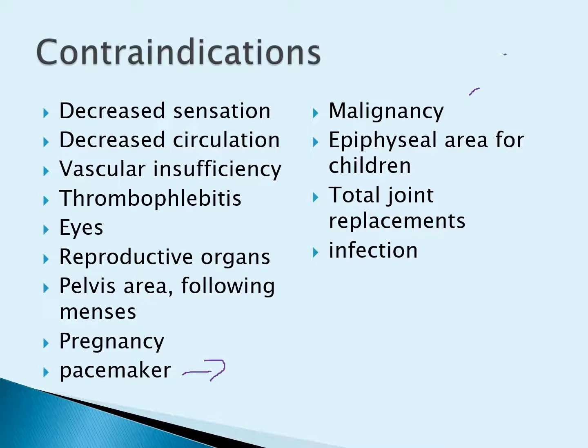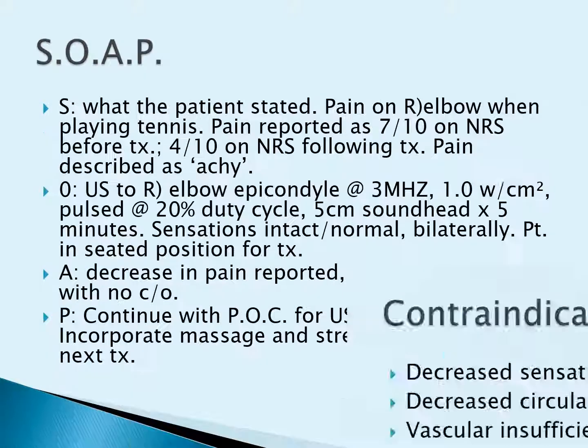Malignancy is cancer, right? Anytime we have a cancer suspicion, we don't want to deliver energy to that area and increase it. Epiphyseal area for children, these are our growth plates, right? That's what allows our bones to grow. So we really don't want to do ultrasound over the ends of bones until the person has reached maturity where they're not having those growth plates. Total joint replacements, especially if they're metal, or any infections, we don't want to.